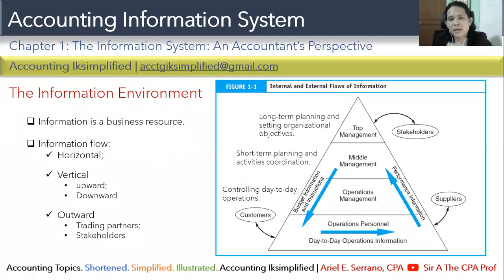Now, as you will see here, basically, this is the summary. This is the visualization of my discussion for today, for this video lecture. The information environment. Figure 1-1, nakalagay po dito, internal and external flows of information. Alam po ninyo kasi, information is a business resource. Hindi lamang po yung pera, yung mga machineries, yung lahat ng mga alam natin na klase ng resources.